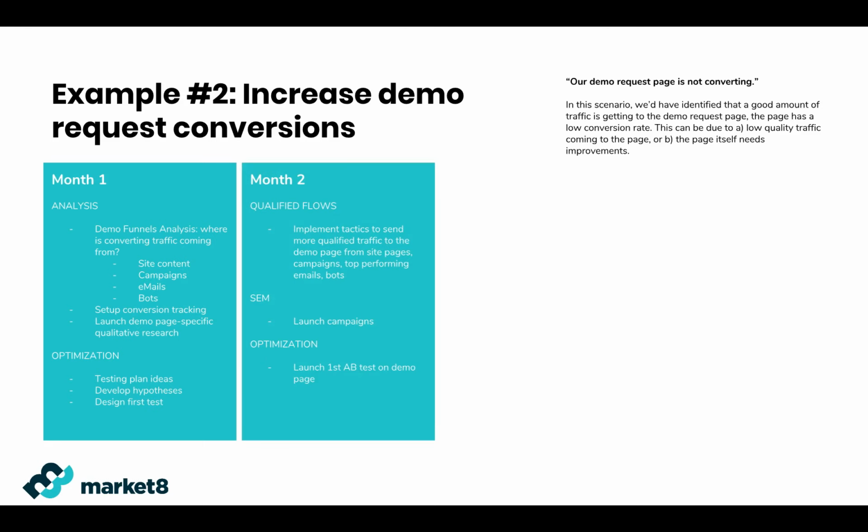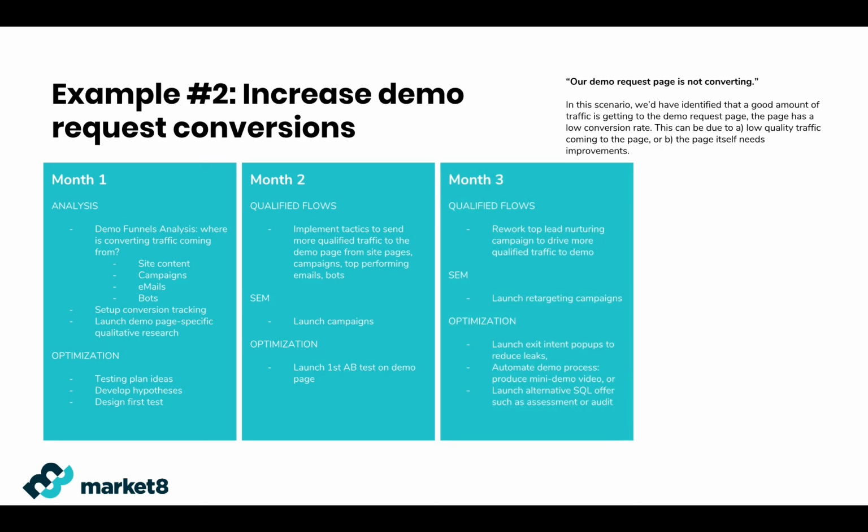Month 2, we have a bucket called qualified flows. Here we're going to start implementing tactics to send more qualified traffic to the demo page from different places in your marketing spectrum. SEM, maybe we launch campaigns sending people to this page, trying to capture high intent buyers. Then optimization, we're going to start launching A/B tests for that demo page.